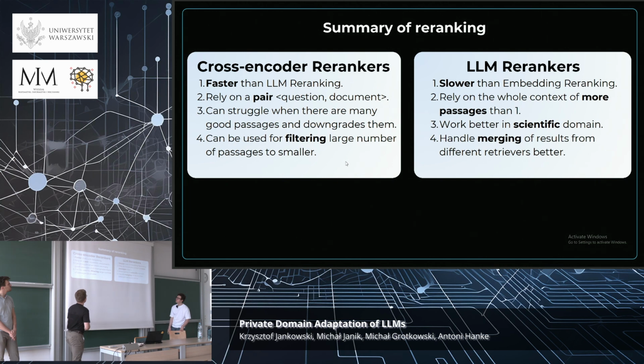Okay, so to quickly sum up, we've seen that the cross-encoder re-rankers worked pretty well while being very fast. But they didn't work so well as a final output of these models, while the LLM re-rankers are slower, but usually the performance is a little bit better.